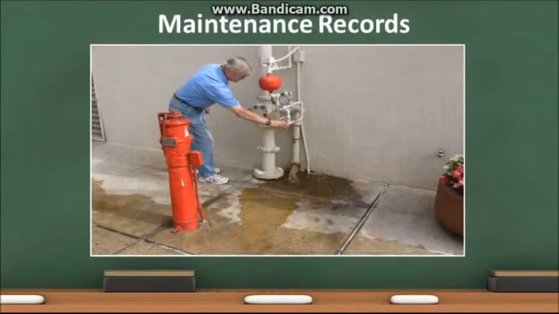Periodic maintenance is required on all components of the sprinkler system. Monthly, quarterly, and annual inspection, testing, and maintenance, as well as 5-year certifications are required on all fire sprinkler systems. Records of testing and maintenance must be kept on site.